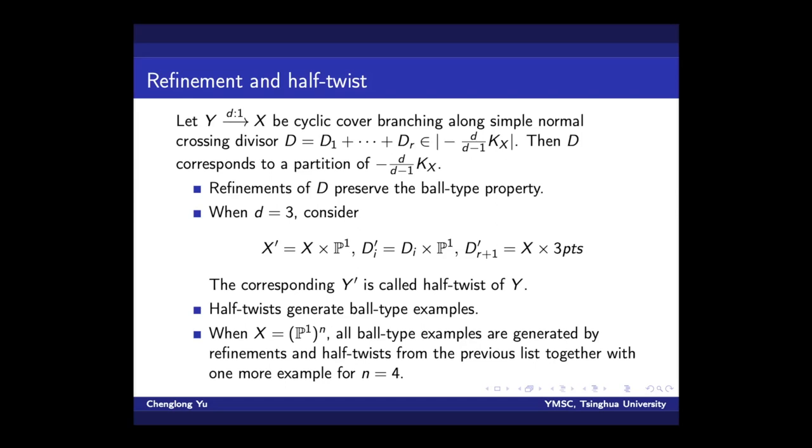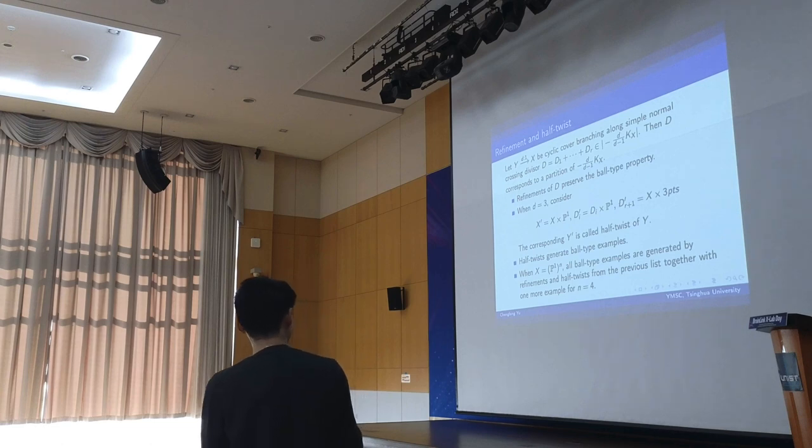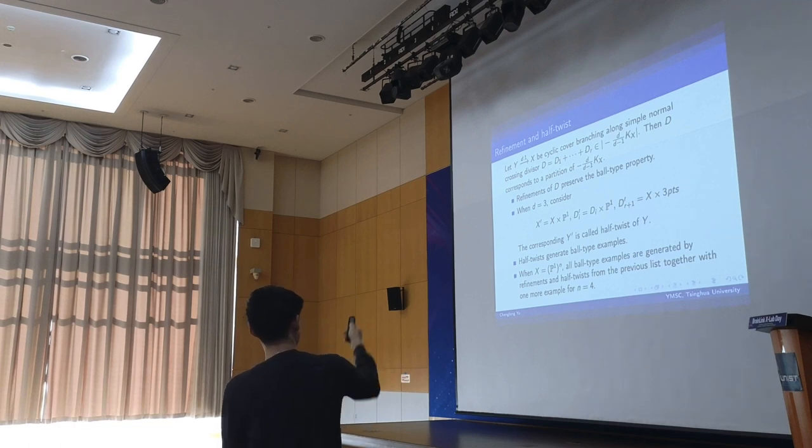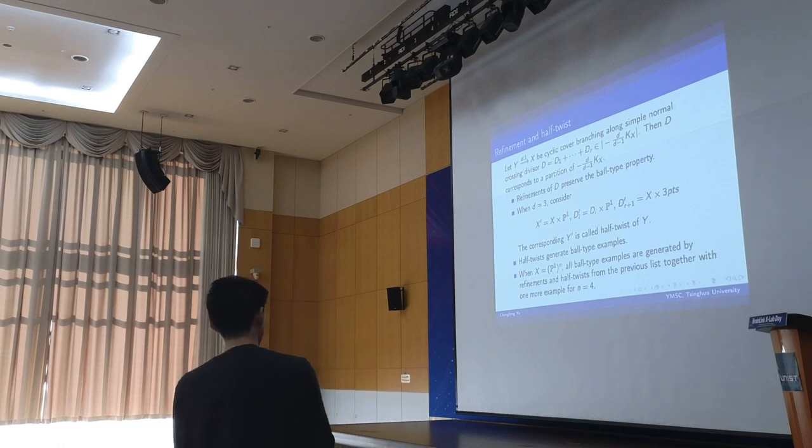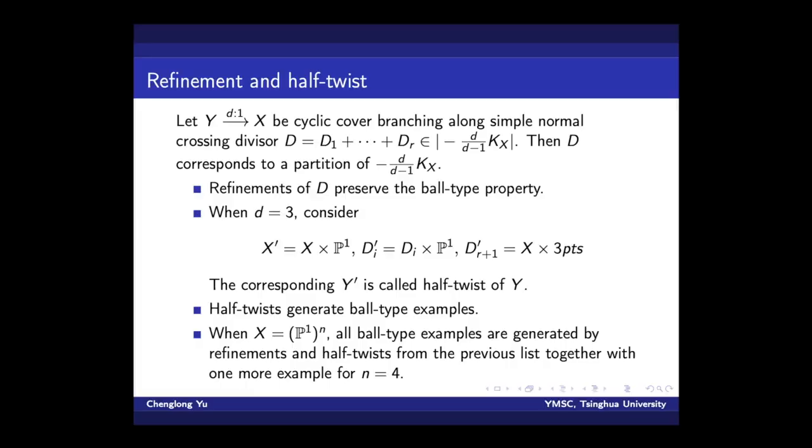Half twist means you consider a higher dimensional base, which is X cross P1. And first, you lift all the divisors on X to X prime. So that's just Di cross P1. And you need to add another divisor to fulfill this condition, the Calabi-Yau condition. So the other divisor is just X cross 3 points from P1. So the corresponding cyclic cover will give you a higher dimensional Calabi-Yau variety, which is Y prime. We call this half twist. So the half twist also generates ball type examples from the known ball type examples.